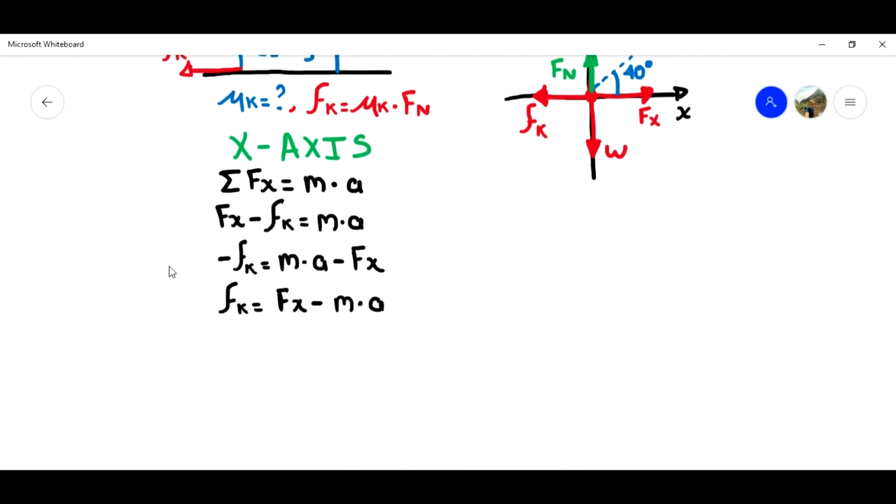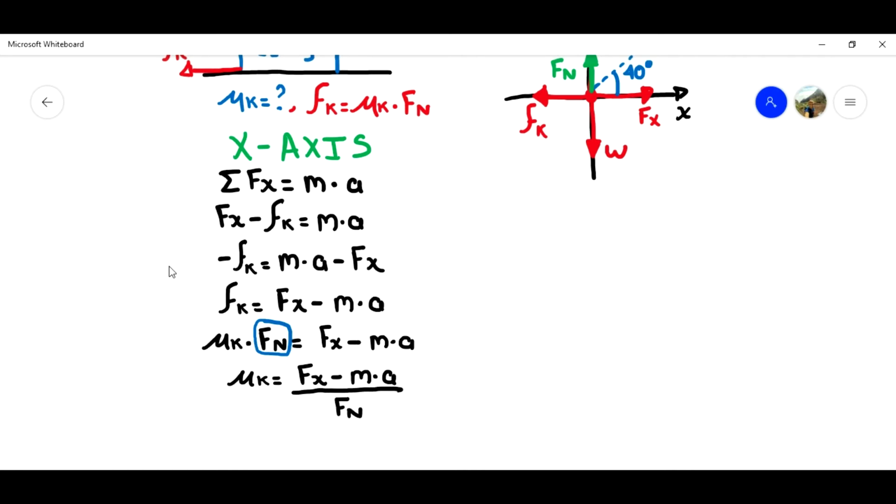Kinetic friction force equals the coefficient times the normal force equals Fx minus mass times acceleration. This normal force is multiplying, so I'm going to move it to the other side, dividing. So the coefficient of the kinetic friction force equals Fx minus mass times acceleration over the normal force.